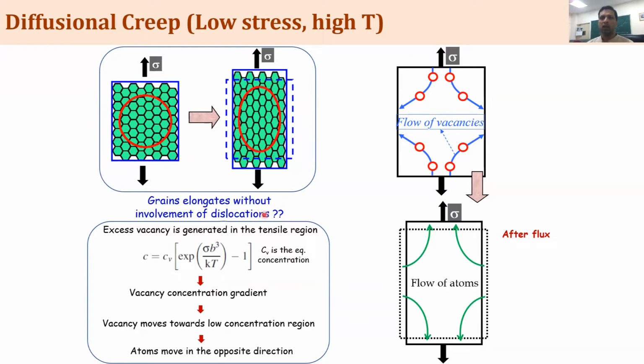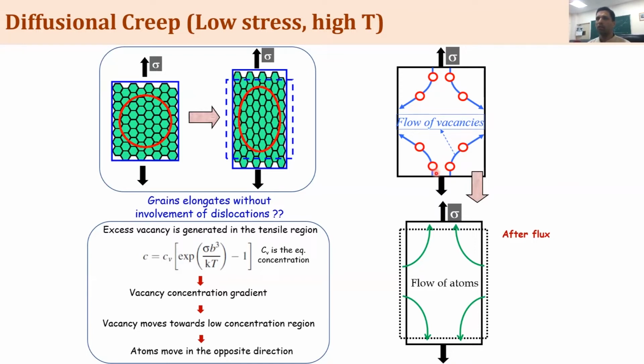So grains elongate. Is it without the involvement of dislocations? And if it is a climb controlled process, then yes, it is without the dislocations. So what is happening over here when you are applying stress? Then vacancies are getting generated over here, and the concentration of vacancies exists from here to over here to here. And similarly, you are applying stress here, so there are a lot of vacancies over here. So the vacancy concentration is higher and lower over here, higher over here, lower over here.